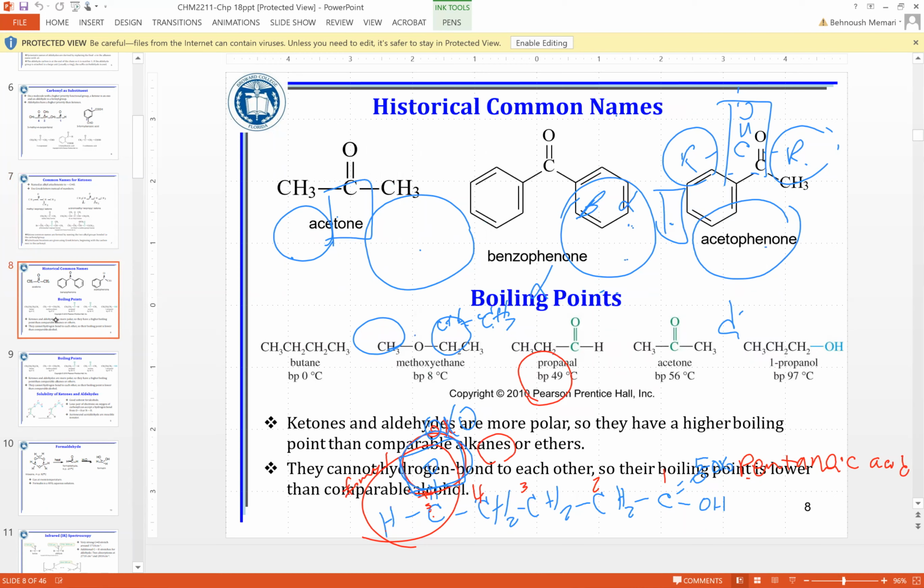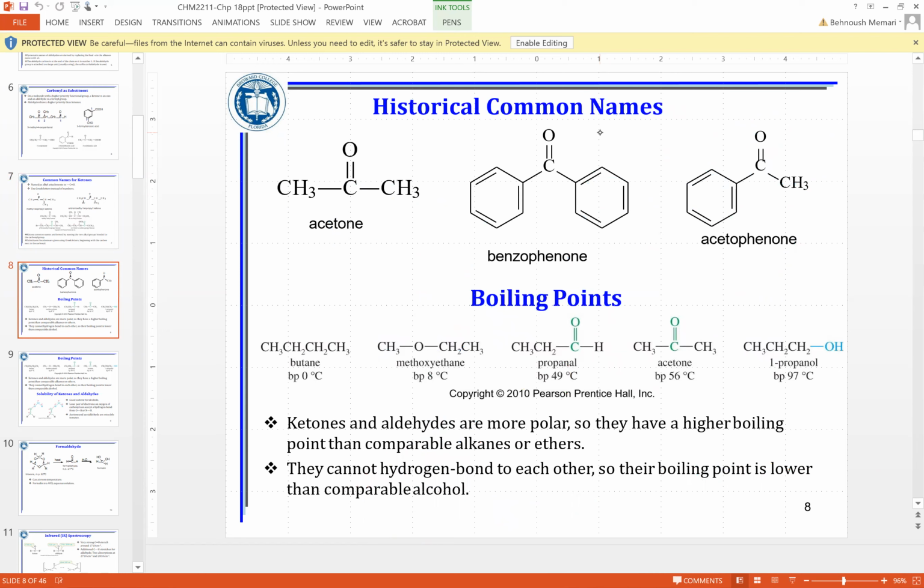Commercial or historical names for some of the ketones. These were discovered or synthesized before even the IUPAC rules. So we all know about acetone. Then acetophenone is a combination where a phenyl group is replacing one methyl group, and then benzophenone is like two phenyl groups on the ketone.